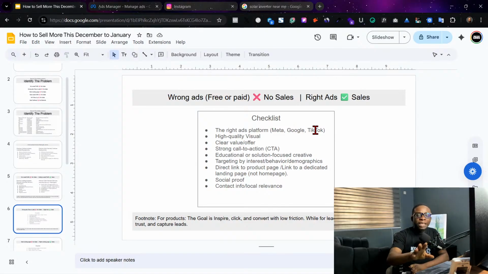Run ads. Ads is one of the fastest ways to know if something is working for you or not. So now, when you run those ads, you can determine, okay, this is what's working, this is not working. And how do you run ads? How do you budget for ads?